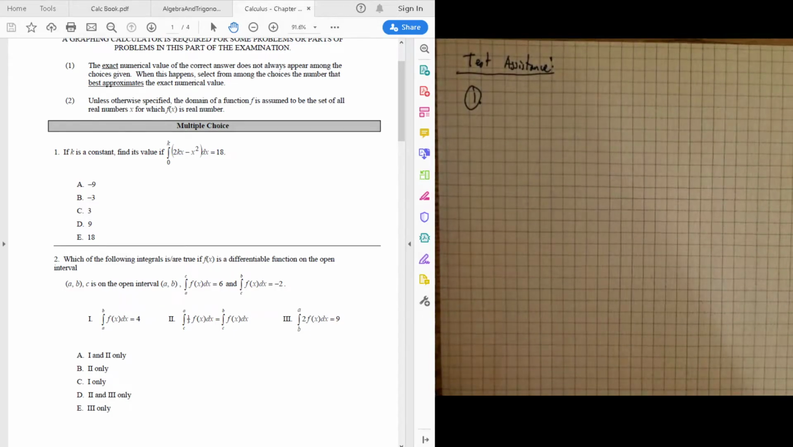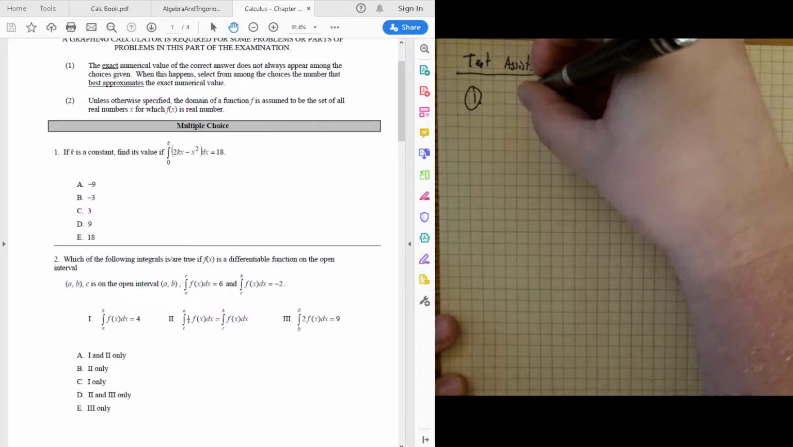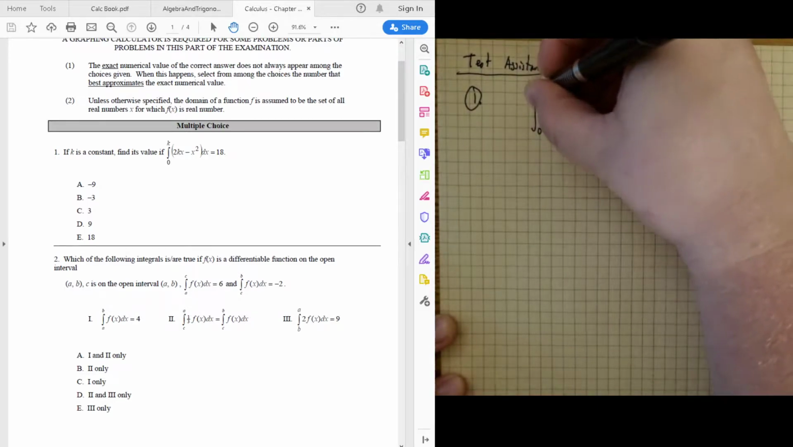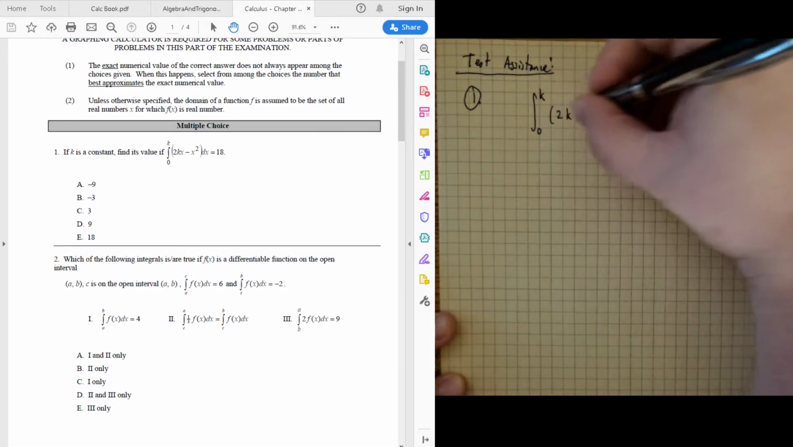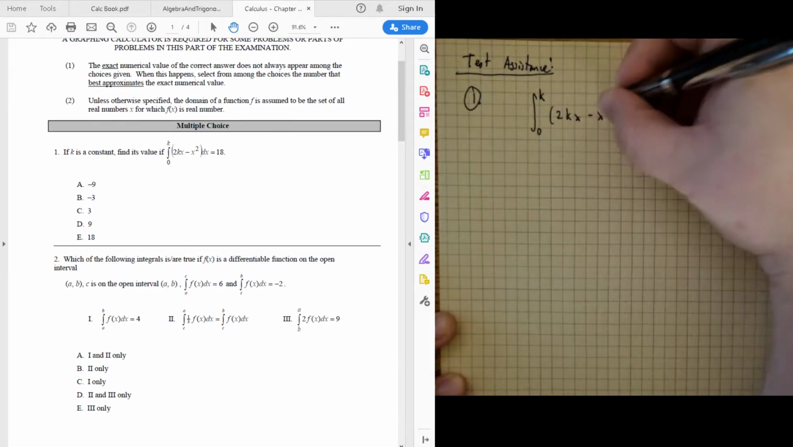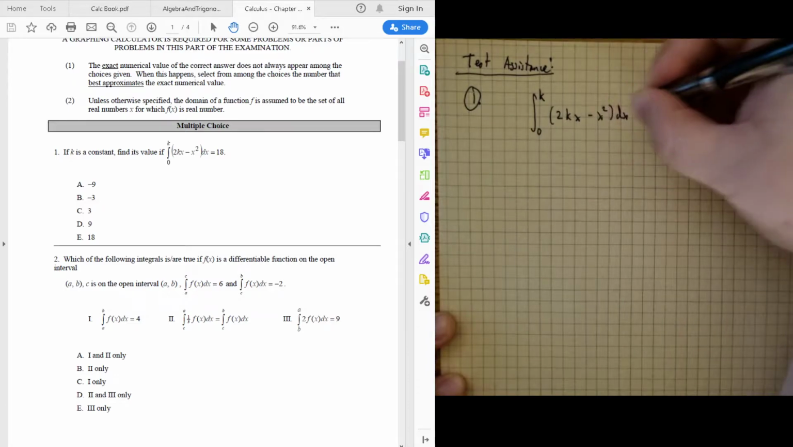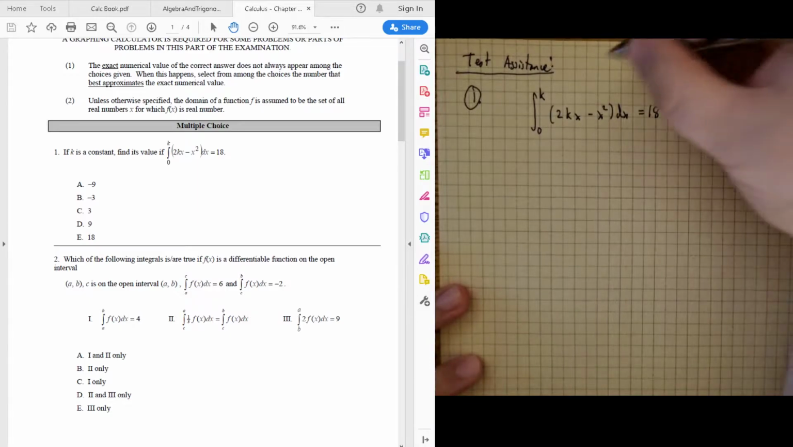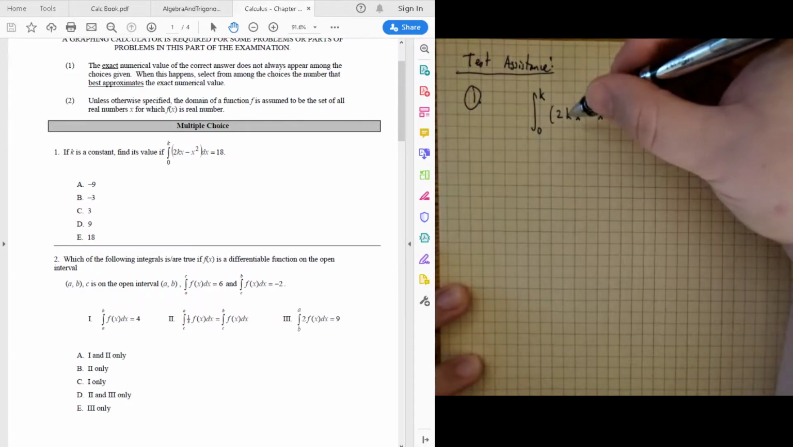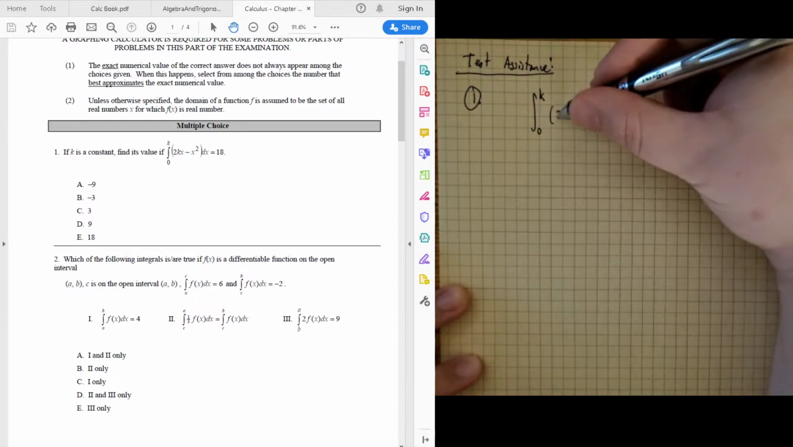For question number 1, we've not had to do any that involve variables in the integration where you have an unknown. So having this integral going from 0 to k is a little unique. You have the integral from 0 to k of 2kx minus x squared dx equals 18. Now, the trick to this is, whenever you look at this problem, remember k is a number. It is just a number. So this is like 20.